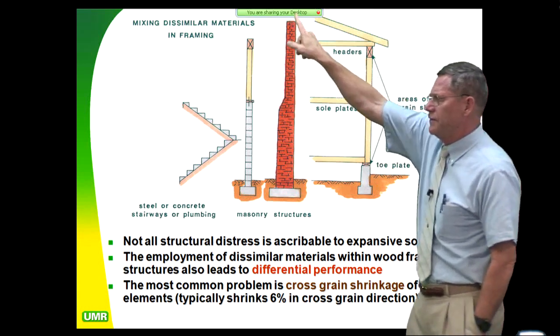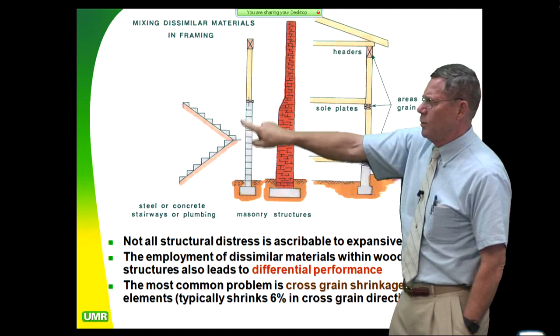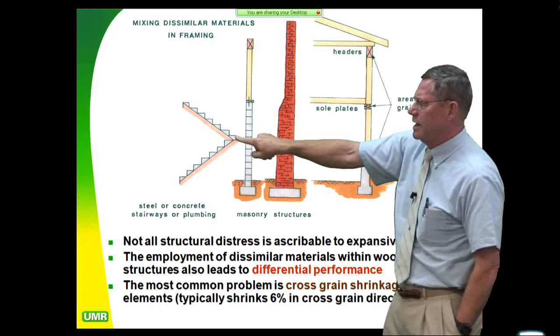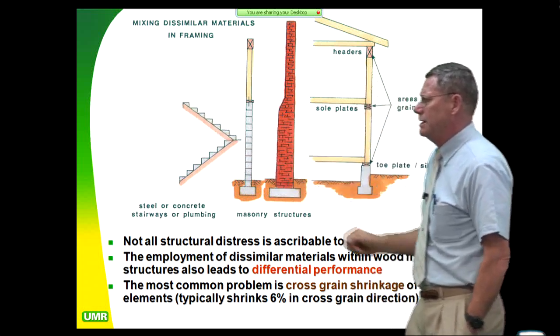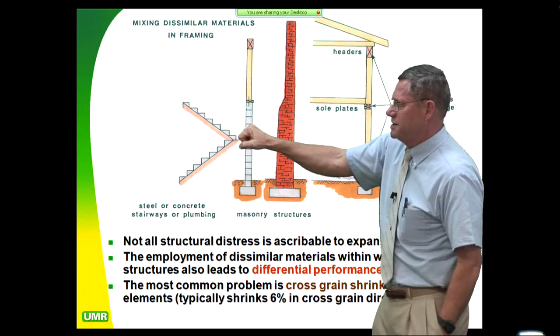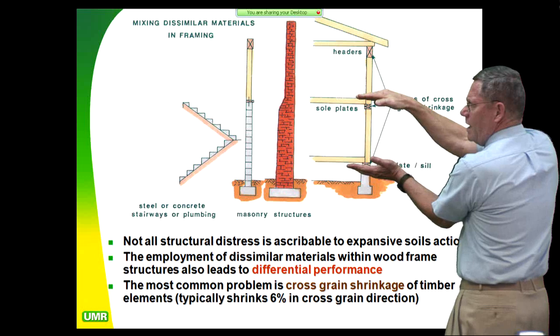And then if you look here, if inside the house you have a chimney or you have a masonry wall for the basement, and then you go to your timber and you have a steel stairway here going up with concrete steps on it, these guys are not going to suffer any settlement difference. But the wood framing of the house will.